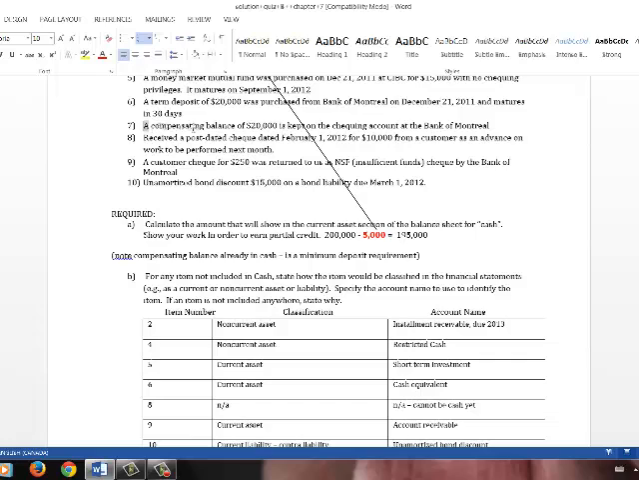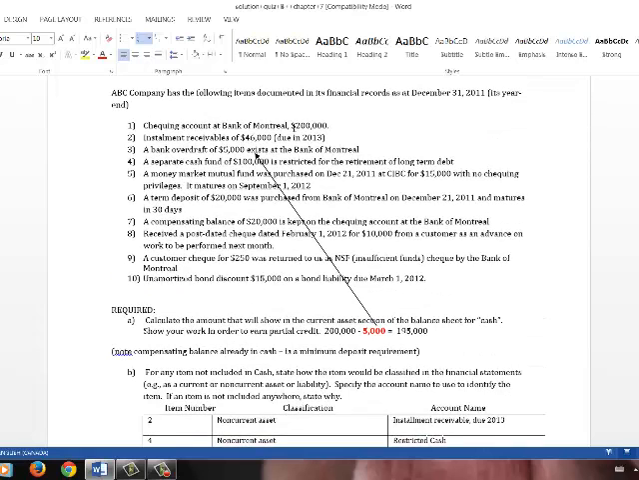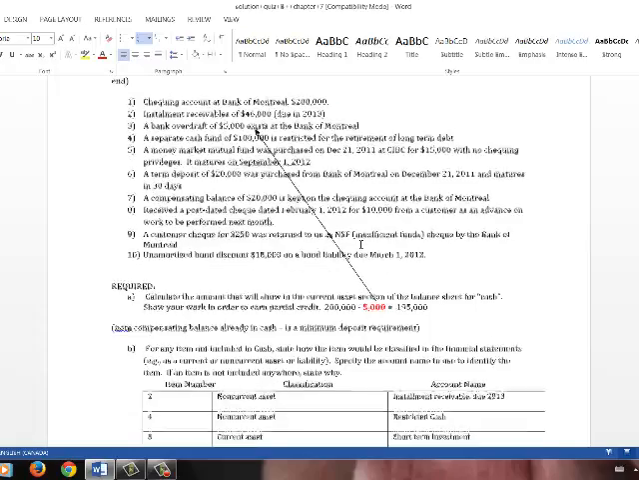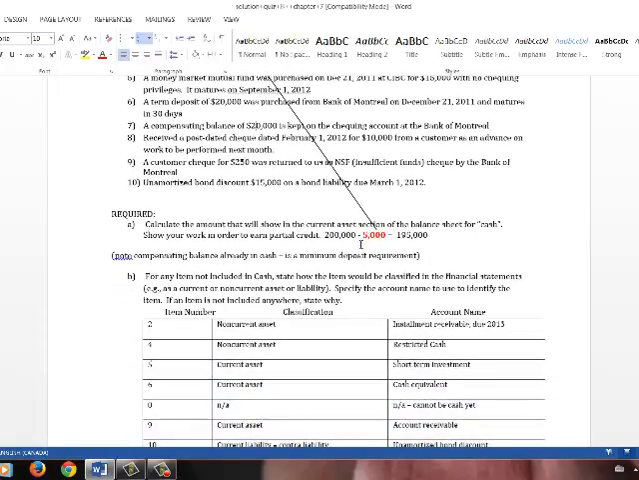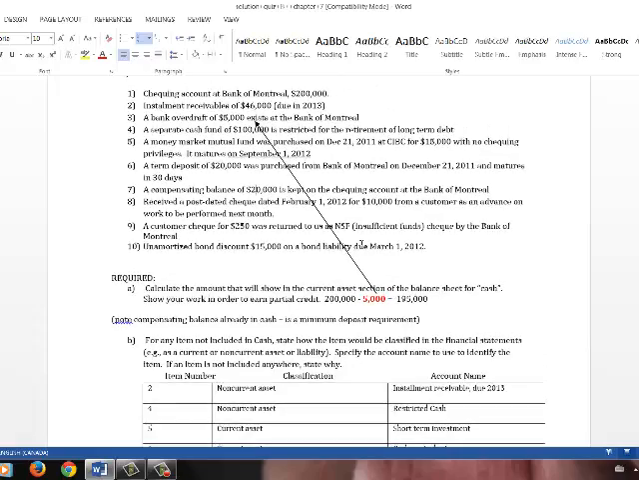We also have here a compensating balance of $20,000 that's kept in the Bank of Montreal. Well, that's already included in your $200,000. That's just like a minimum deposit we have to keep on hand. So therefore, you don't have to do anything with that. That's already in your cash balance, right? So we're not doing anything.